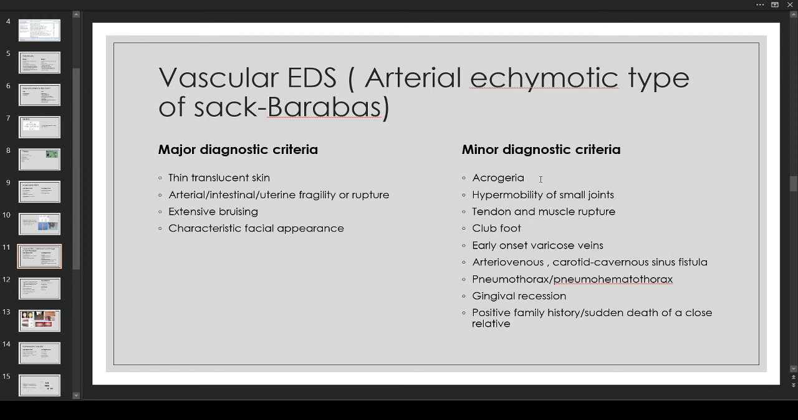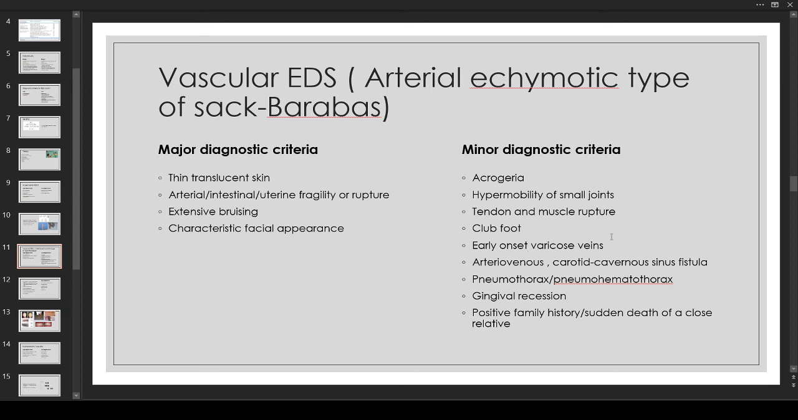It is due to the loss of extensibility from the collagen, and hypermobility of small joints, tendon or muscle rupture, clubfoot, and early onset of varicose veins. This is also a red flag for anyone that knows anything about varicose veins.